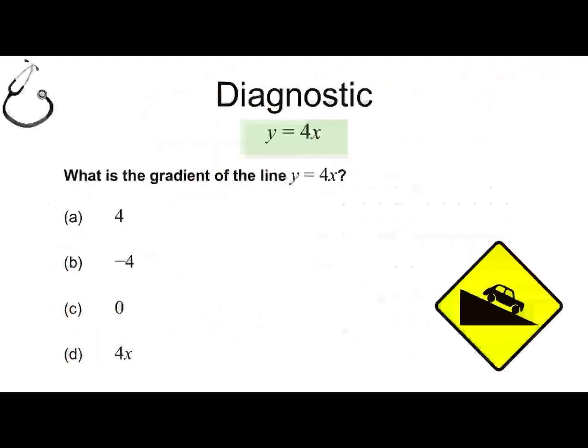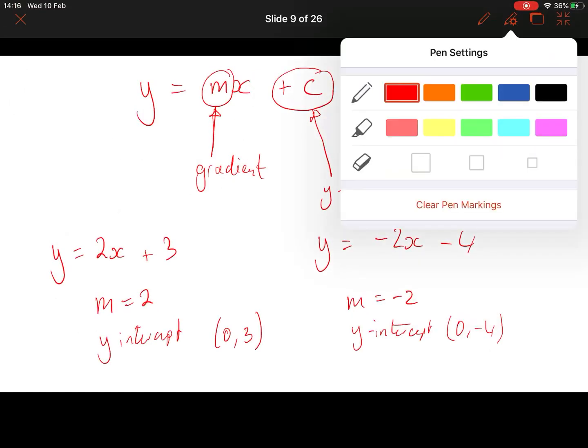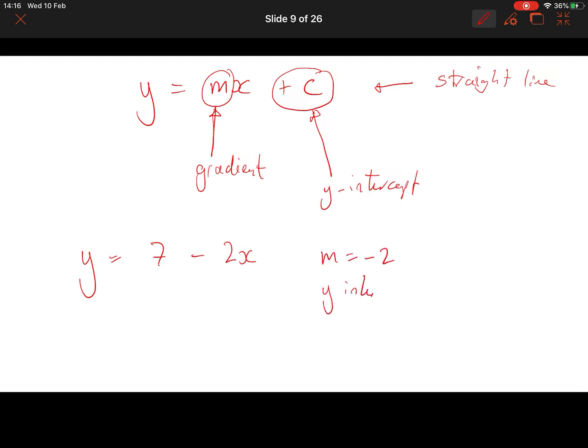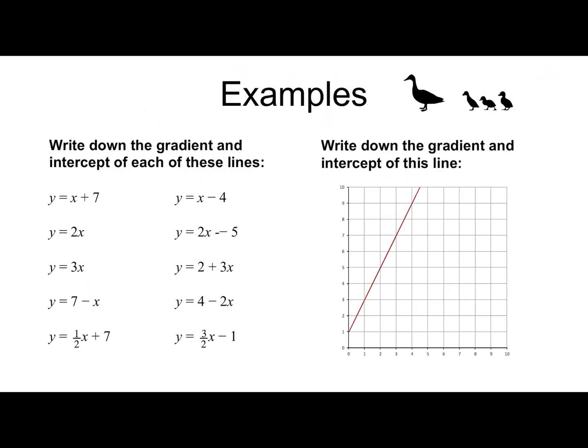Let me just give you another example, because you might get confused. Sometimes you might have a line that looks like this: y equals 7 minus 2x. Well, what is the gradient and the y-intercept here? It's very easy to think that the gradient is 7, but it's not. The gradient is always the number in front of the x. So the gradient is minus 2, and the y-intercept is 0, positive 7. Okay, so I hope that makes sense. The gradient is always the number in front of x, what we call the coefficient of x.